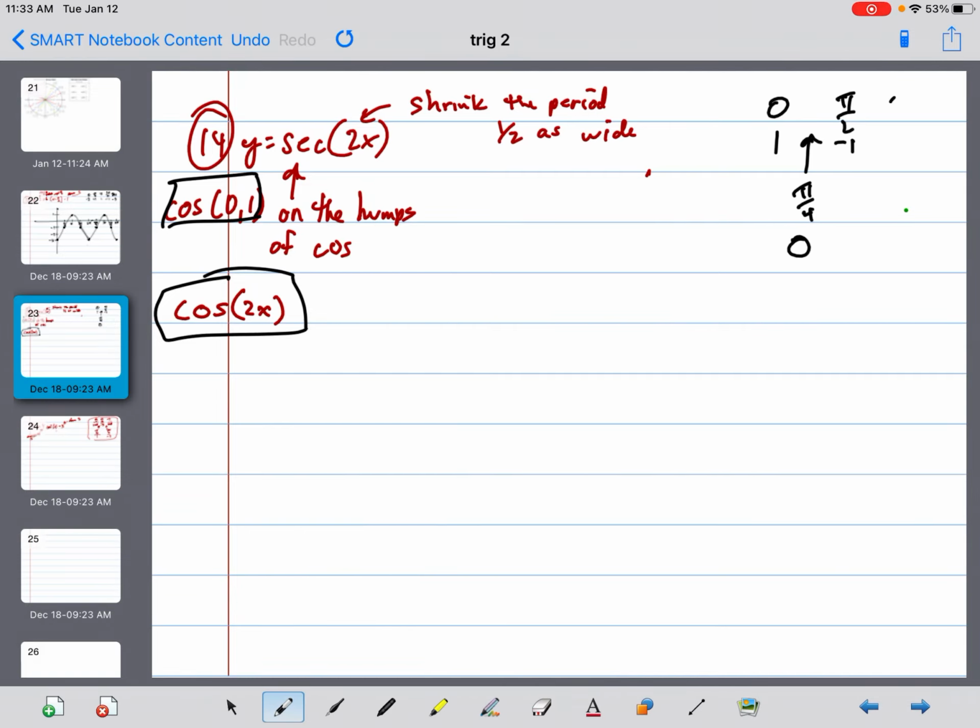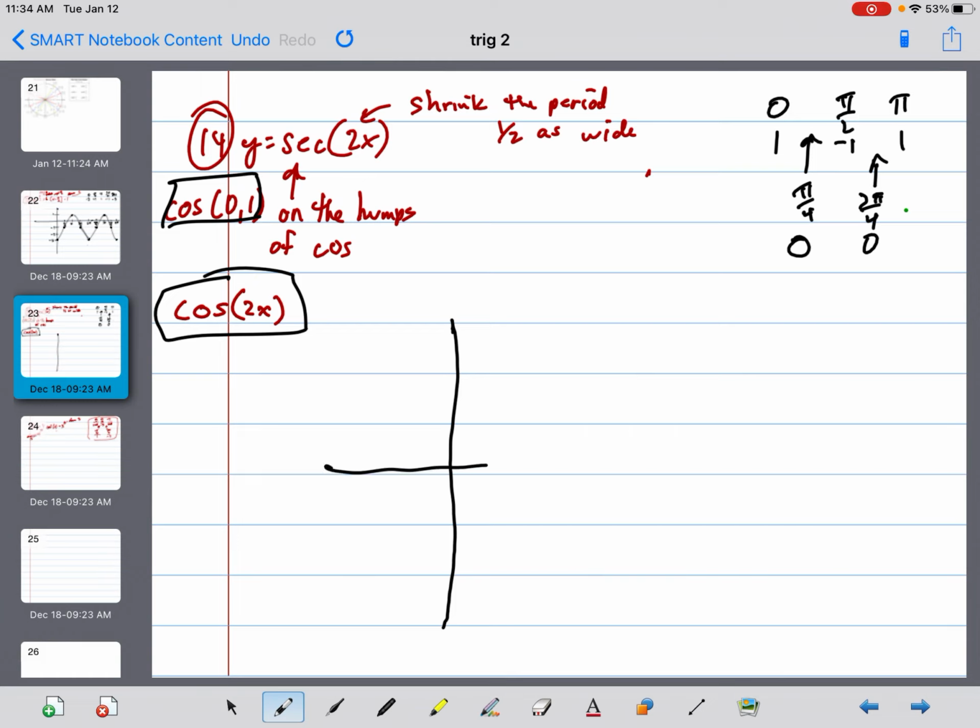And at pi, 2 times pi would be 2 pi. Cosine of 2 pi is 1. So it's going to be back up to 1. But in between here, at 3 pi over 4, it's going to be at 0. So let's take a look at what this looks like.